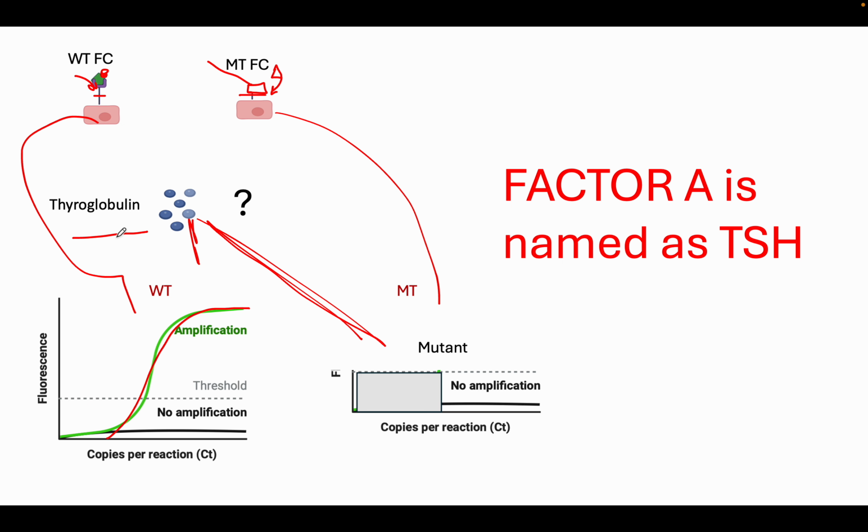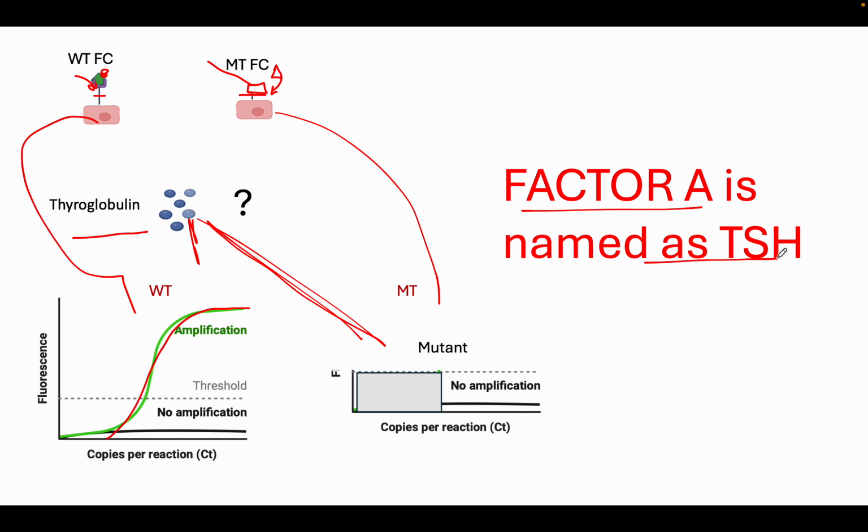So what does it mean? It means that the factor A, which is coming from the pituitary gland, is actually responsible for the release of the thyroxine. And this factor A, we can name it thyroid stimulating hormone.